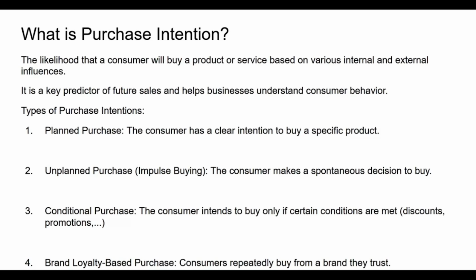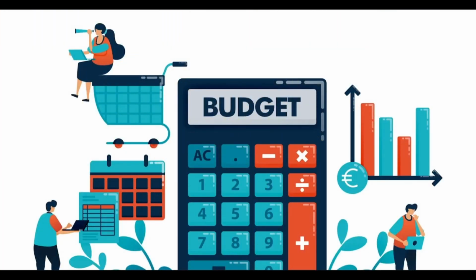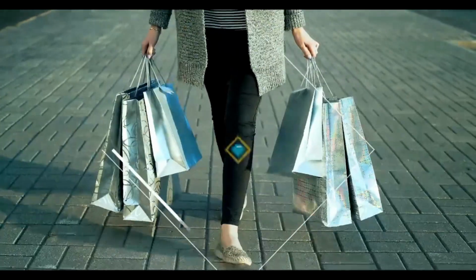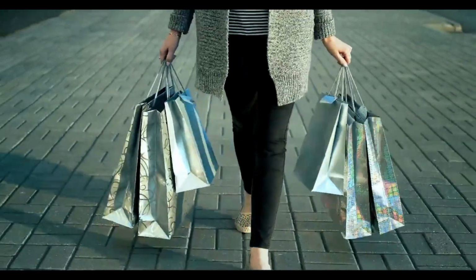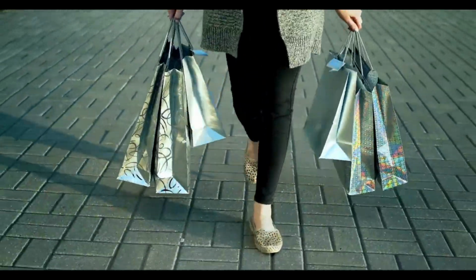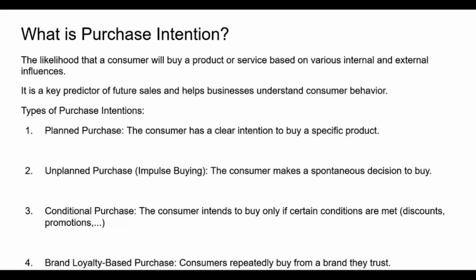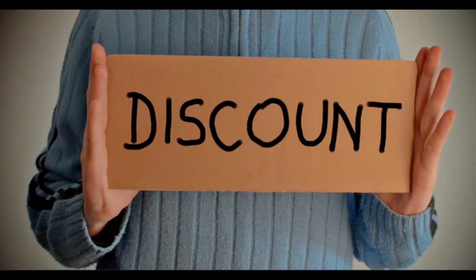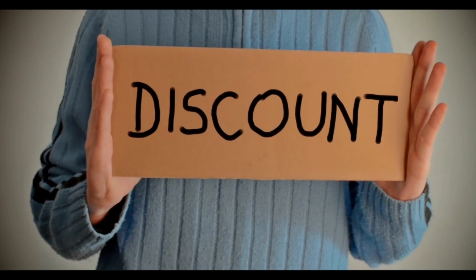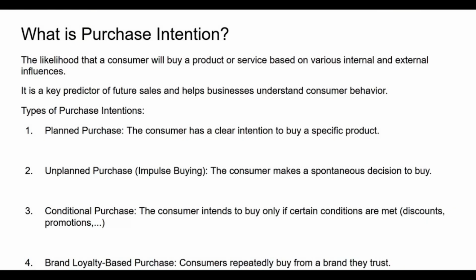There are four main types of purchase intentions. First one, planned purchase. The consumer has a clear intention to buy a specific product. Second one, unplanned purchase. The consumer makes a spontaneous decision to buy. Conditional purchase. The consumer intends to buy only if certain conditions are met, like discounts or promotions. And last one, brand loyalty-based purchase. The consumers repeatedly buy from a brand they trust.